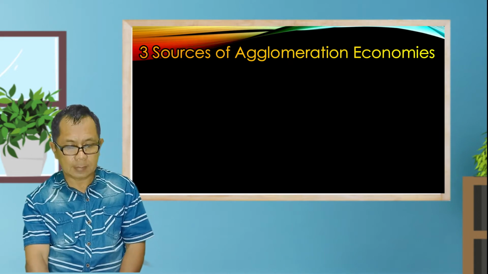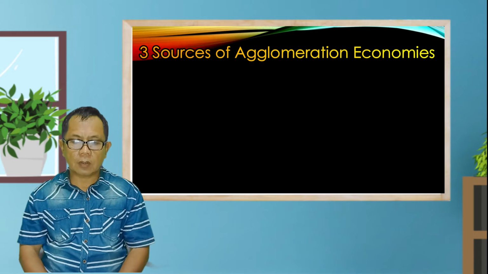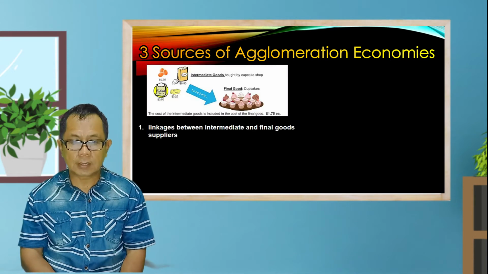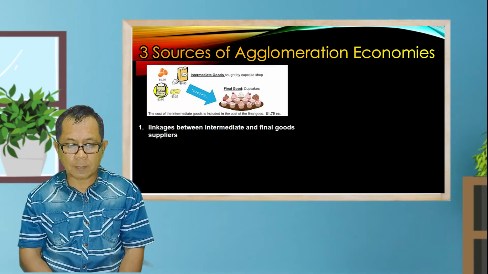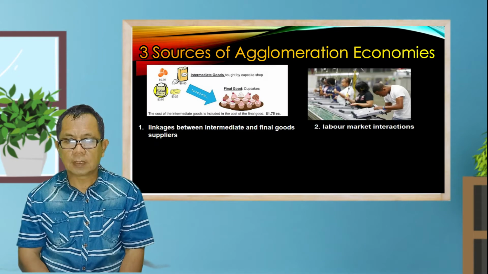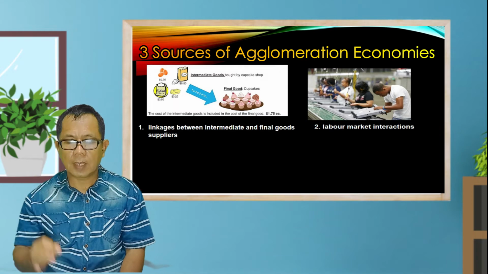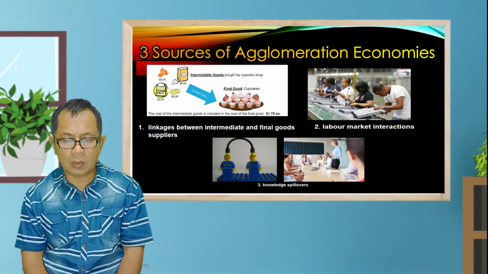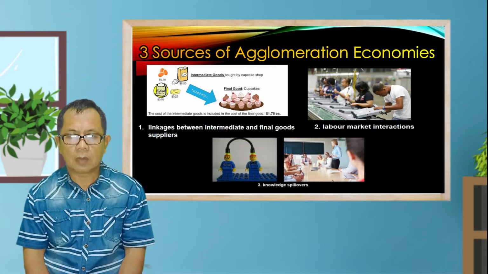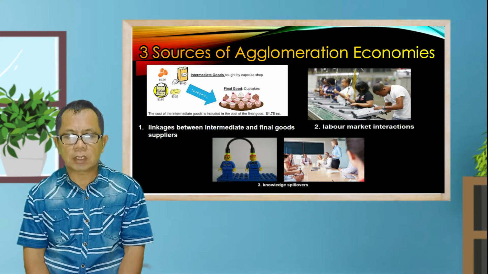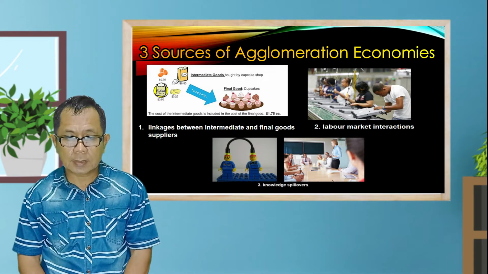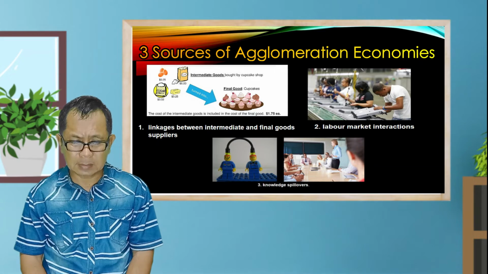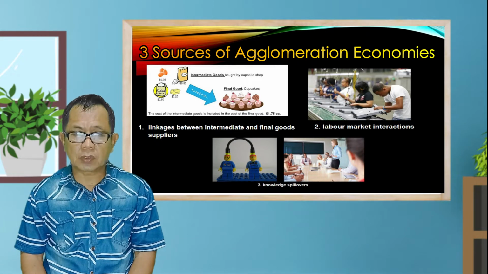So what are they? These are all the sources of agglomeration economies. Number one is linkages between intermediate and final good suppliers. Number two is labor market interactions. And the third source of agglomeration economies is knowledge spillovers. Okay, classmates, let us briefly discuss these different sources of agglomeration.